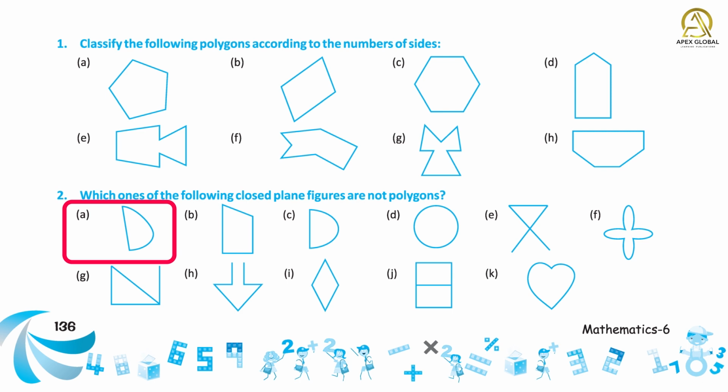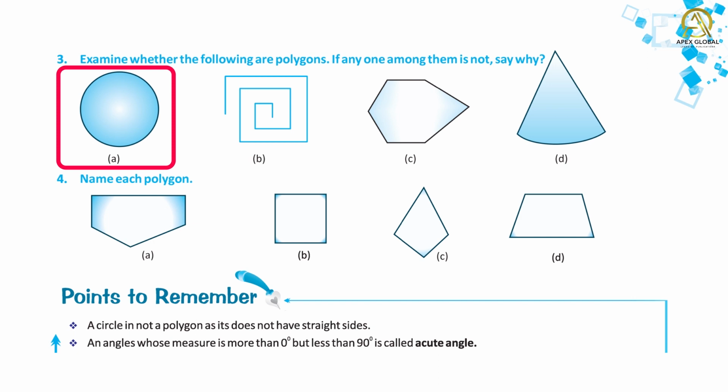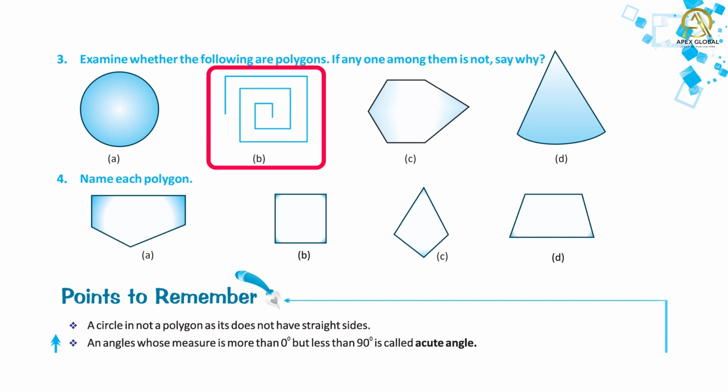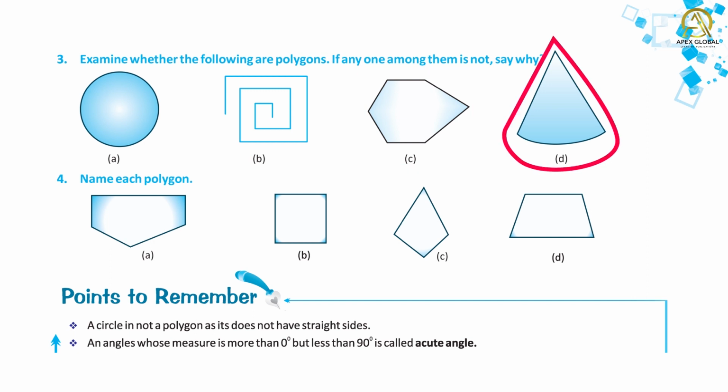Question 2. Which of the following closed plane figures are not polygons? Solution. A, C, D, F, H, K. Question 3. Examine whether the following are polygons. If any one among them is not, say why. Solution. A. A circle is not a polygon because it does not have straight sides. B. It is not a polygon because it is not a closed figure. C. It is a polygon. D. It is not a polygon because it has a curved line.